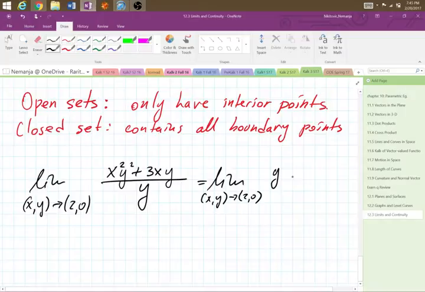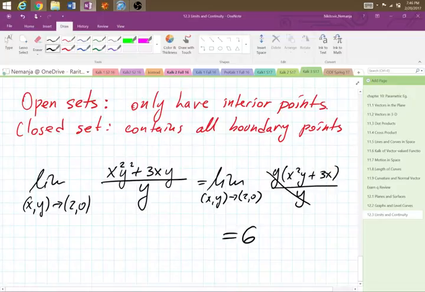You factor out y, you get x squared y plus 3x divided by y, and these cancel. Now you can just plug in. y equals 0 will kill the first term, but the second one will survive, and the answer is 6, because 3 times 2 is 6.